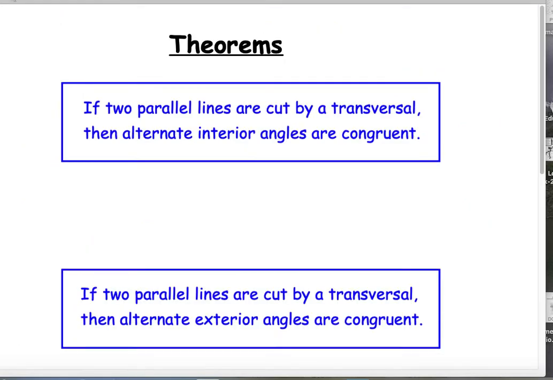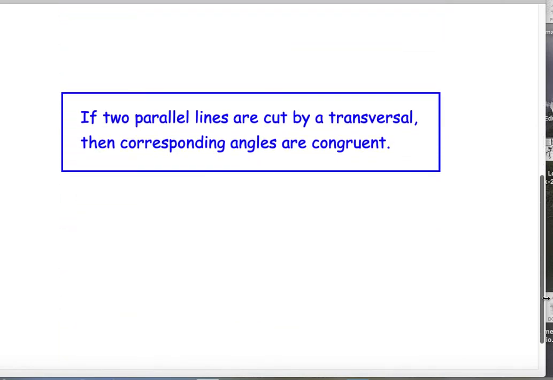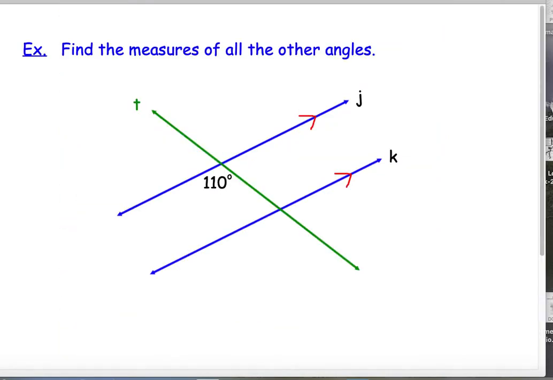And so that was our last theorem, that the corresponding angles are also congruent. So let's go to a picture and see how that helps us. Find the measures of all the other angles. As you can see, I have a little arrow here. We have 2 parallel lines. These blue lines are parallel. That's what these red arrows are telling me. And then I have this transversal in green. And they've given me 1 angle.